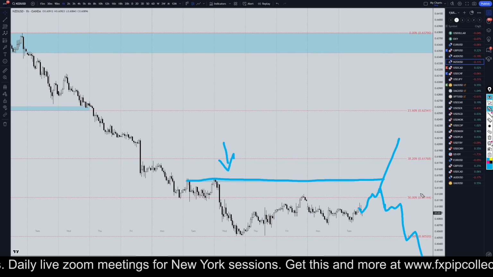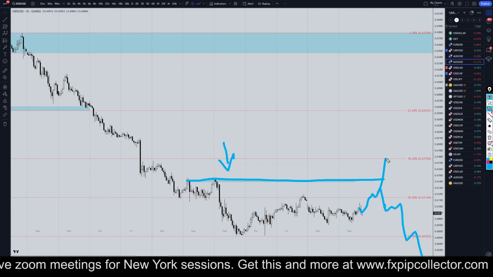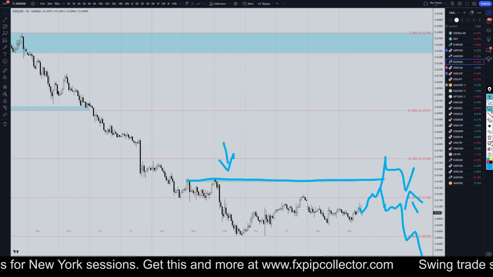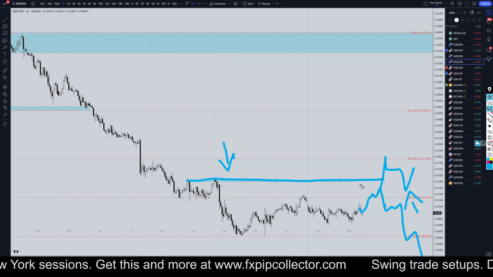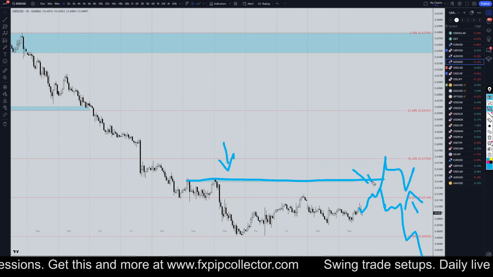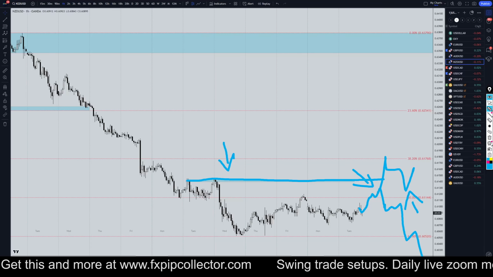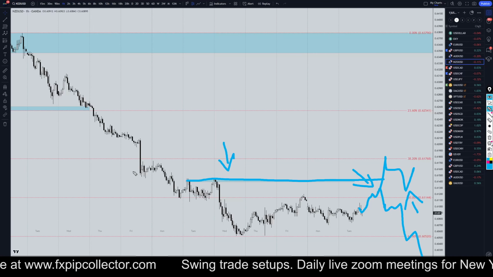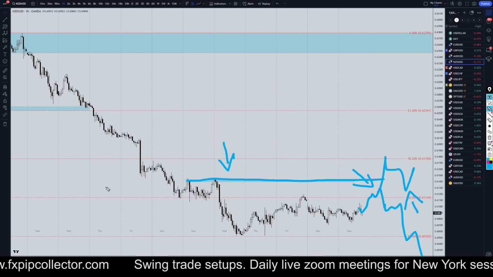So if it breaks and holds above structure like this, then I will definitely be looking for longs at the end of pullbacks. If it doesn't and it rejects structure or makes a lower high, then I definitely will go short again for the continuation of the downtrend. So as long as you're following along with structure, following along with price, you should be trading in the right direction.